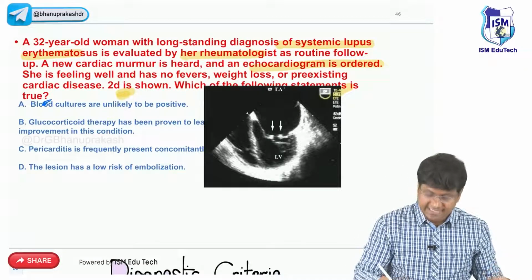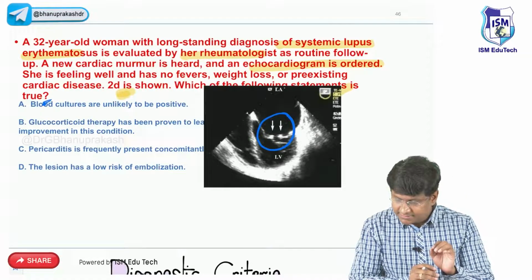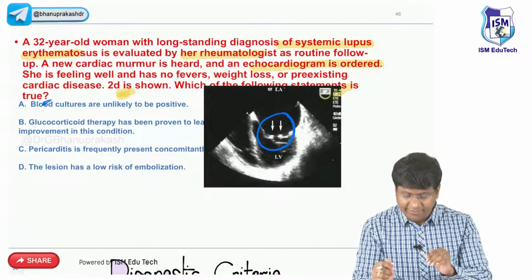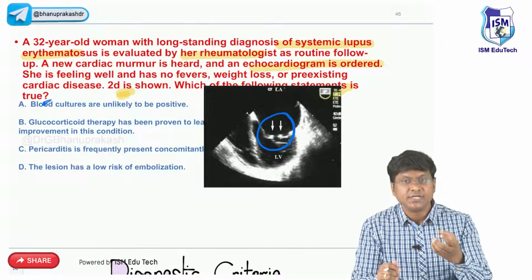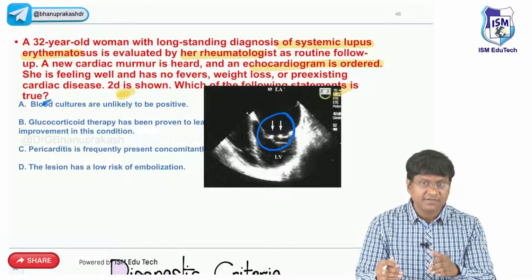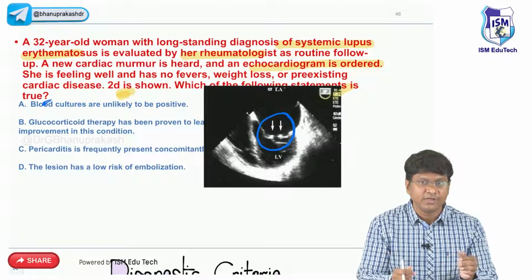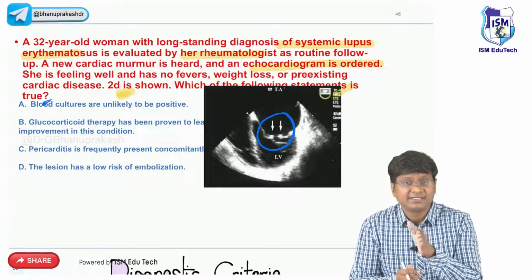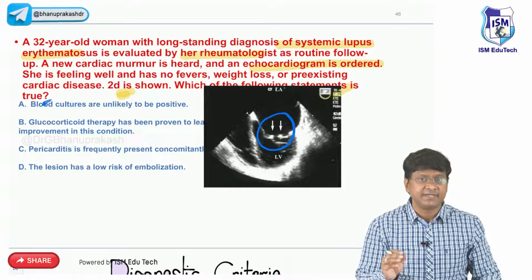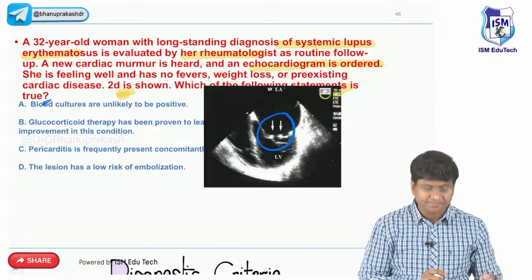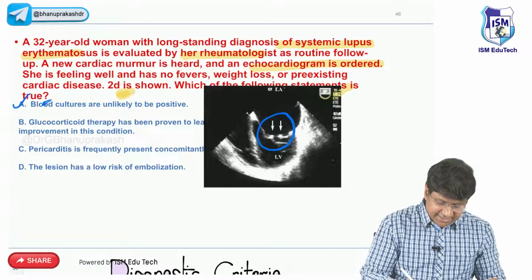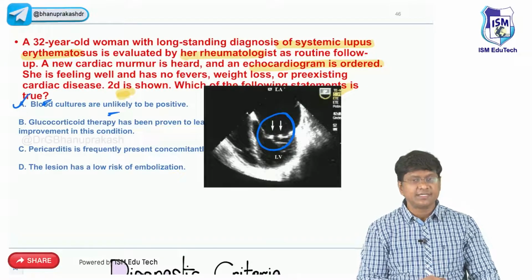Right. So what exactly is being shown to you here? What has been shown to you is the 2D echo containing the mitral valve, and on the mitral valve you have that hyperdense lesion which is nothing but vegetations. So these vegetations in case of SLE, what do we call them? That is nothing but Libman-Sacks endocarditis, right? So what is the correct statement here? The blood cultures are unlikely to be positive. These are sterile vegetations. So the blood cultures are unlikely to be positive, right? That is the correct statement.